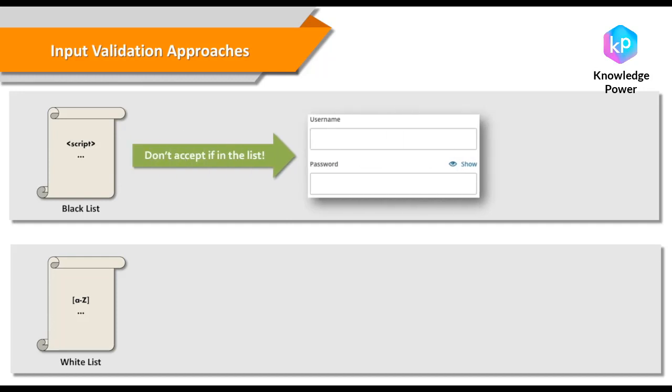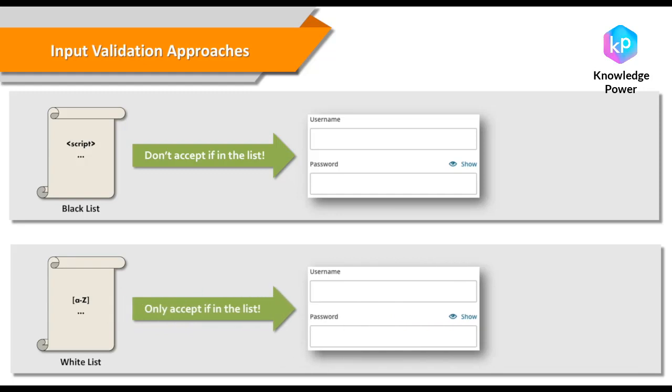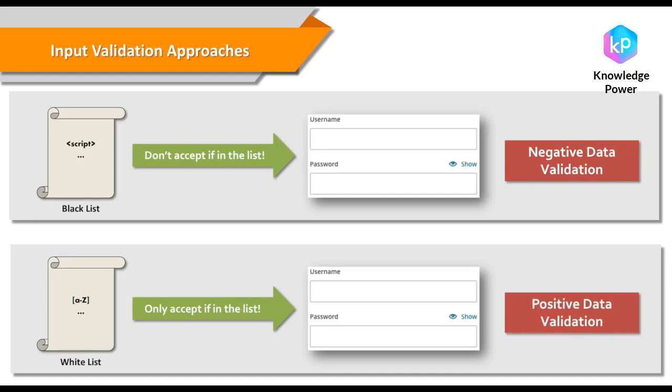The first approach does not allow the inputs which exist in the list. The second approach only allows the inputs which exist in the list. The first approach is called negative data validation, and the second approach is called positive data validation. The first approach, negative data validation, is dangerous, and it's not advised to use.